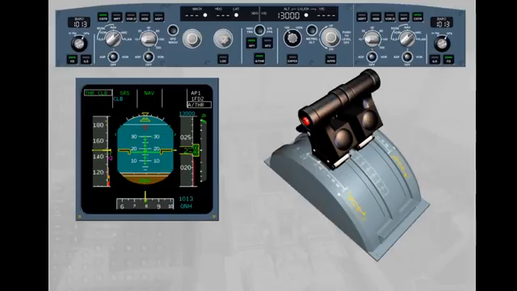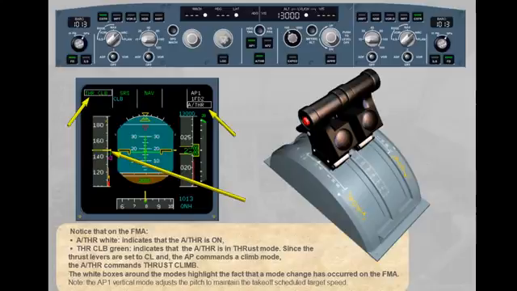Notice that on the FMA, auto thrust white indicates that the auto thrust is on. Thrust climb green indicates that the auto thrust is in thrust mode. Since the thrust levers are set to climb and the autopilot commands a climb mode, the auto thrust commands thrust climb. The white boxes around the modes highlight the fact that a mode change has occurred on the FMA. Note: the Autopilot 1 vertical mode adjusts the pitch to maintain the takeoff scheduled target speed.